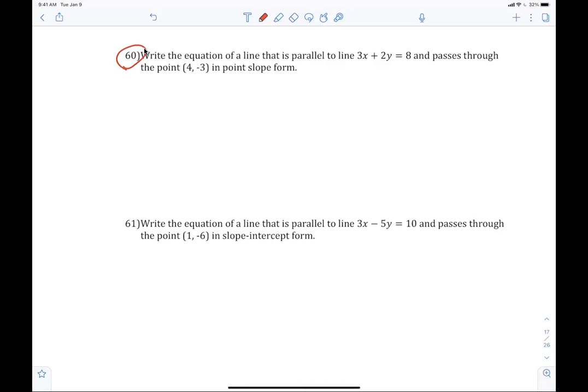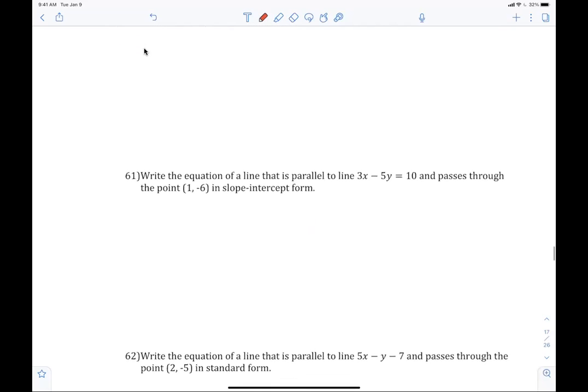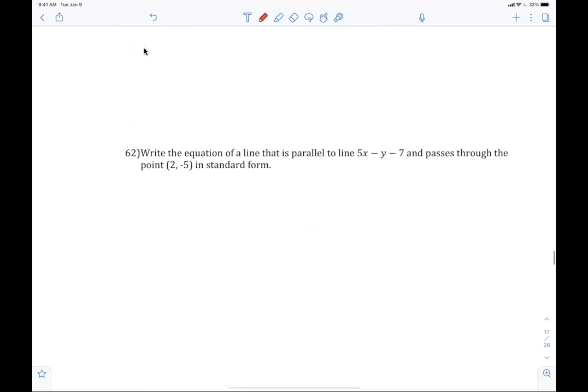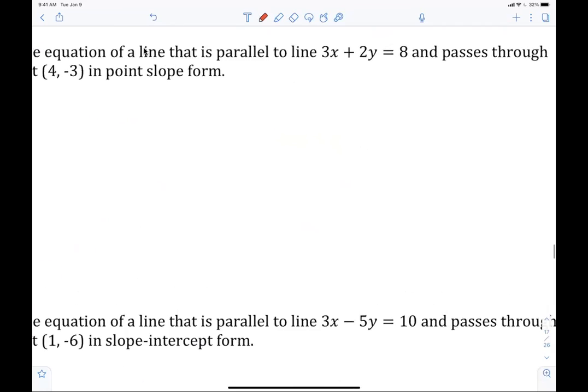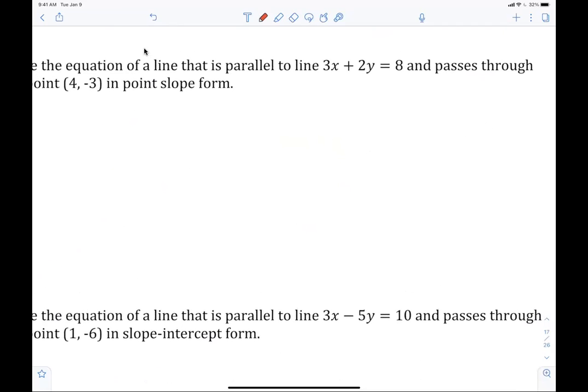Circle 60, that's the same thing. 61 is kind of the same thing. 62 is kind of the same thing. But let's go back to 60 for one moment. I think it's a bad thing if you can't look at that and tell me what the slope is. I want everybody to be able to tell me the slope of the parallel line, doing no work, just mental math in your head. What's the slope?